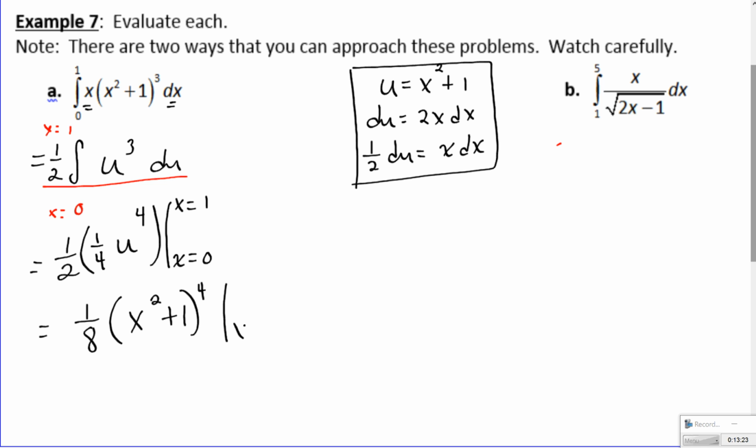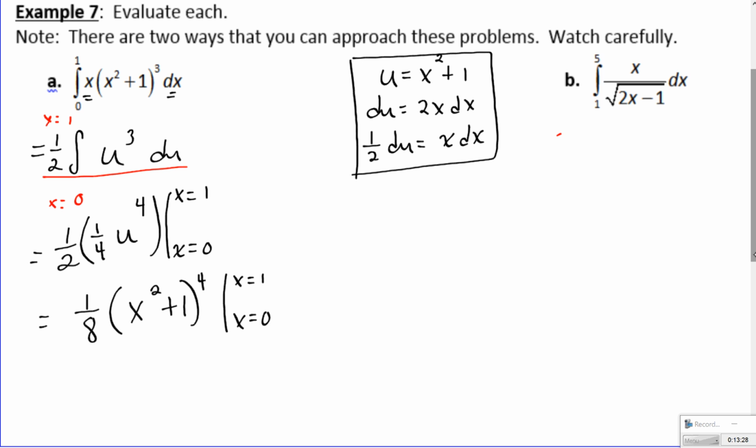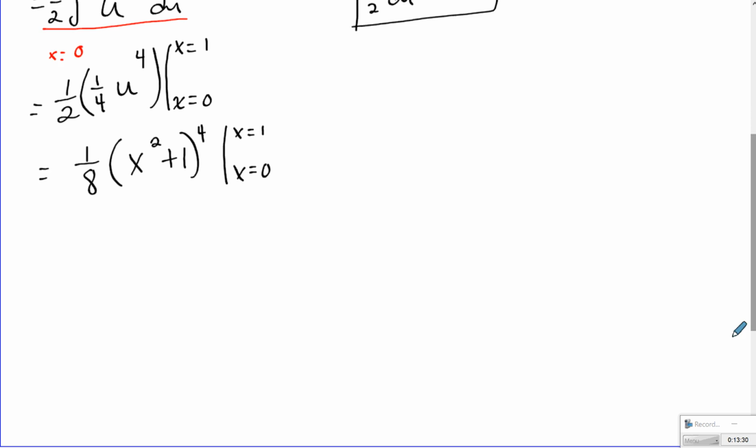Now it's appropriate that we can actually integrate because everything's in terms of x's. It's kind of like the world is balanced again. All right, so we have 1/8. Plugging in 1 first, we'd have 1 squared plus 1, that would be 2 to the fourth, minus put in 0, and I'd have 0 plus 1, 1 to the fourth.